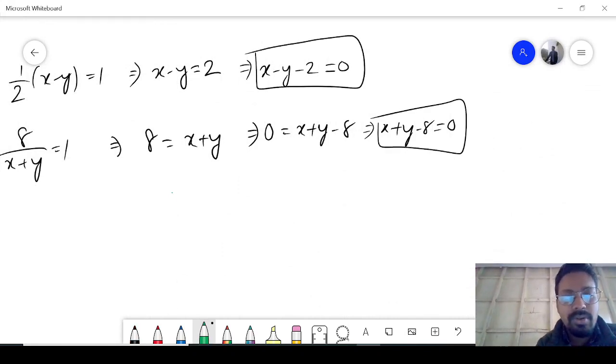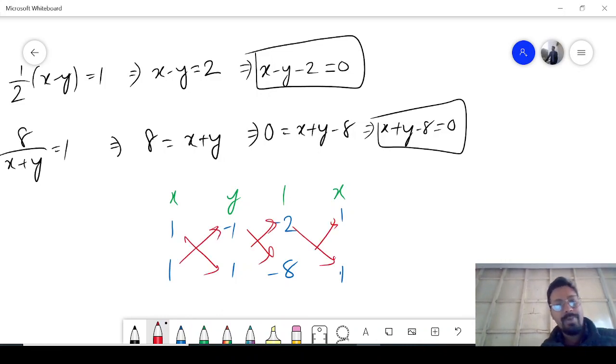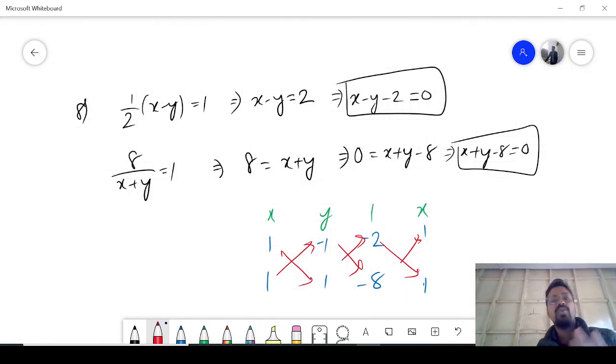And now again we will go for x, y, 1 and x, and the values are going to be 1, 1, minus 1, 1, minus 2, minus 8, 1, 1. And as we know, cross multiplication is going to be like this. Okay. I hope it is clear. So we can go ahead and solve. The sums from question number 1 to 9 will be required. Question number 10 is not there because of some anomaly in the question. So I hope it is clear to you.